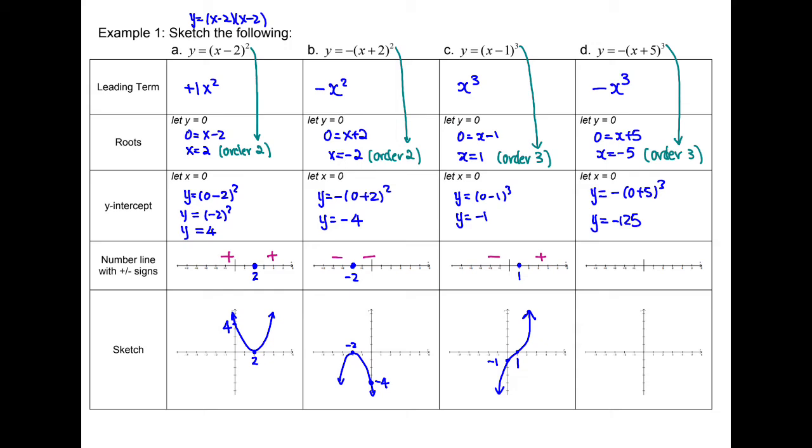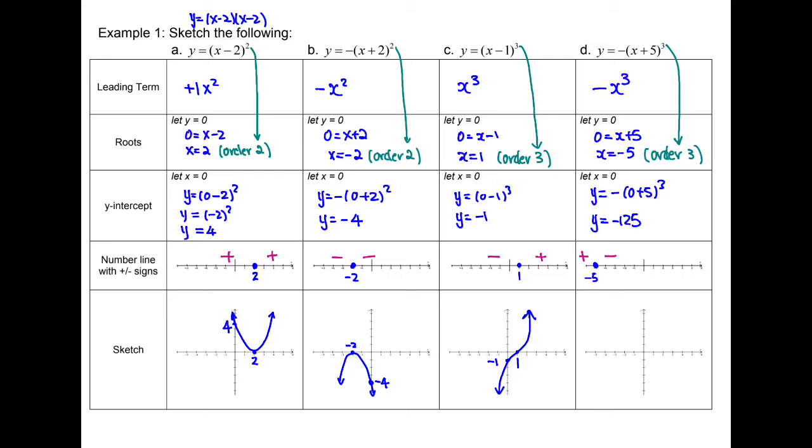Let's put the roots on the number line, and let's check the positive and negative sign. On the right-hand side of negative 5, because the leading coefficient is negative, that means on the most right-hand side interval, it will be negative. Then when we go through the root negative 5, the order is 3, which is an odd number. That means we have to switch a negative into a positive when we go to the next interval.